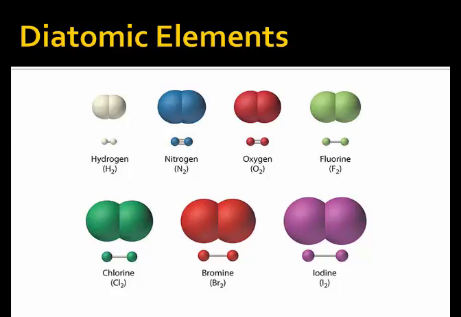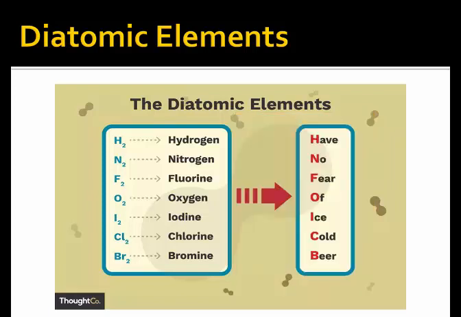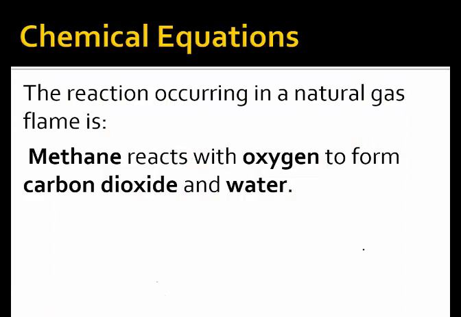Of course, I have a way for you to remember them. The diatomic elements can be remembered with the saying, have no fear of ice cold beer. Hydrogen, nitrogen, fluorine, oxygen, iodine, chlorine, and bromine. Make up your own saying if you like, but these 7 you need to know. So when you write chemical reactions, you'll know that you have to indicate that these are diatomic elements whenever they're written by themselves. Now let's take a look at that reaction that we saw in our first slide.